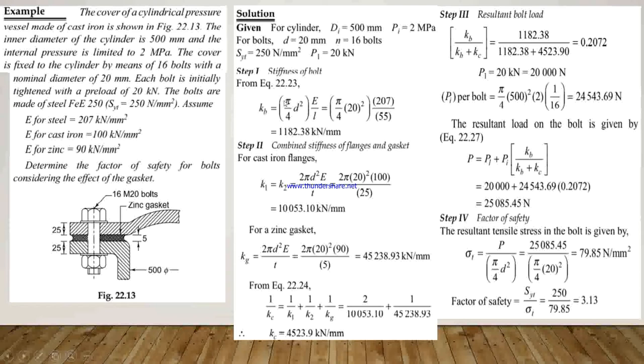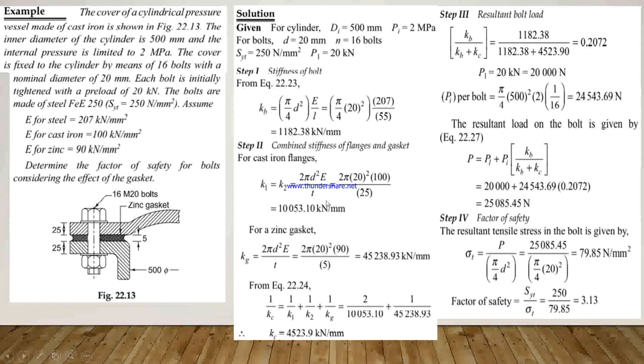In the first step, we have to calculate the stiffness of the bolt. For that purpose, we use the formula for the stiffness of the bolt, that is kb is equal to AE divided by L, and the area of the bolt is equal to pi by 4 d square. The diameter of the bolt is given as 20, and the modulus of elasticity for the material of the bolt is 207, divided by 50. So we got the stiffness of the bolt as 1182.38 kN/mm.